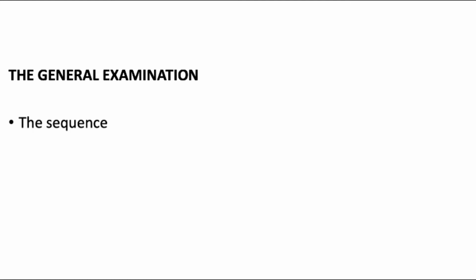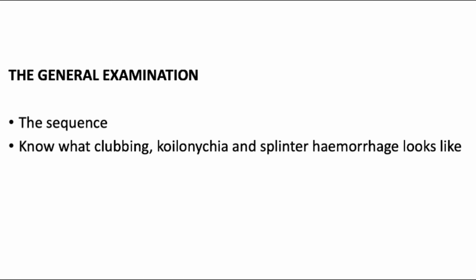Okay, moving to the general examination, just knowing the sequence, starting from the hand and then moving up towards the head and then moving down again. Almost every student talks about clubbing, koilonychia and splinter hemorrhages. I doubt if they were presented with these findings that they would actually recognize them. So if you're going to say something in an examination situation, it's really important that you actually know and understand what that condition looks like and what it's associated with.